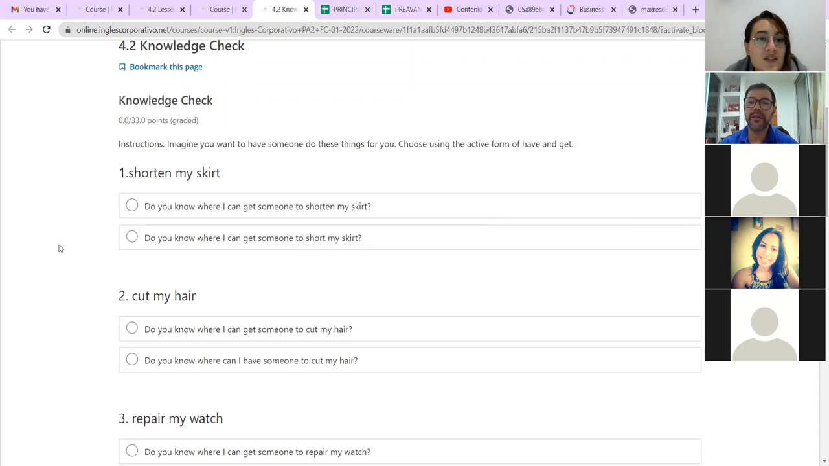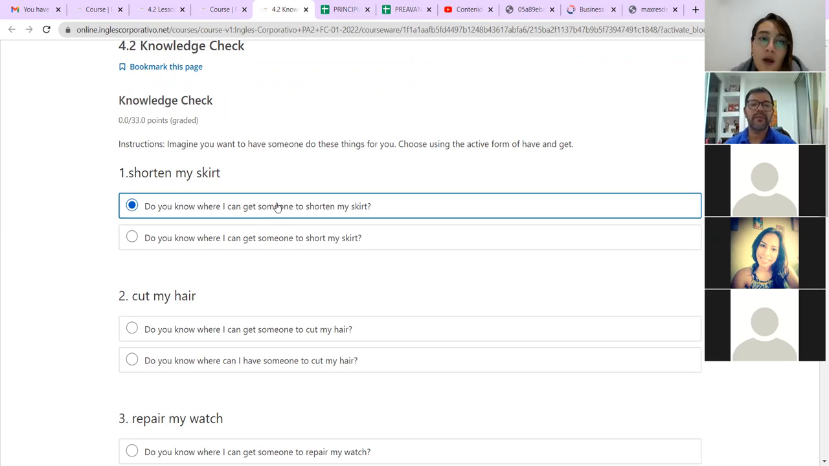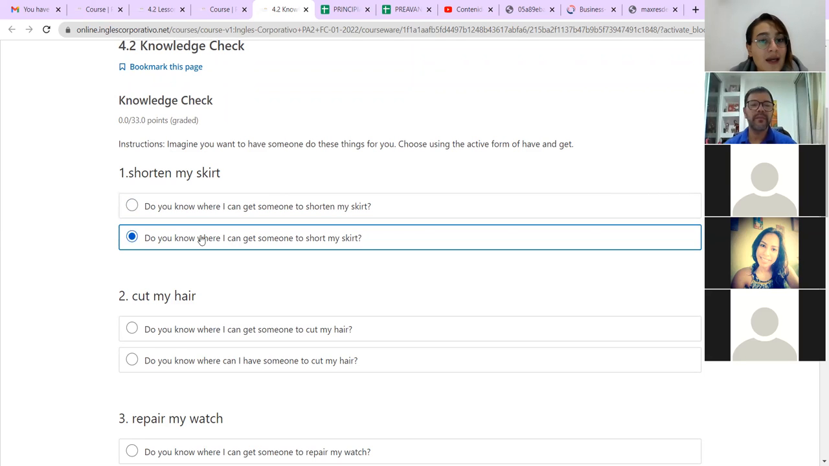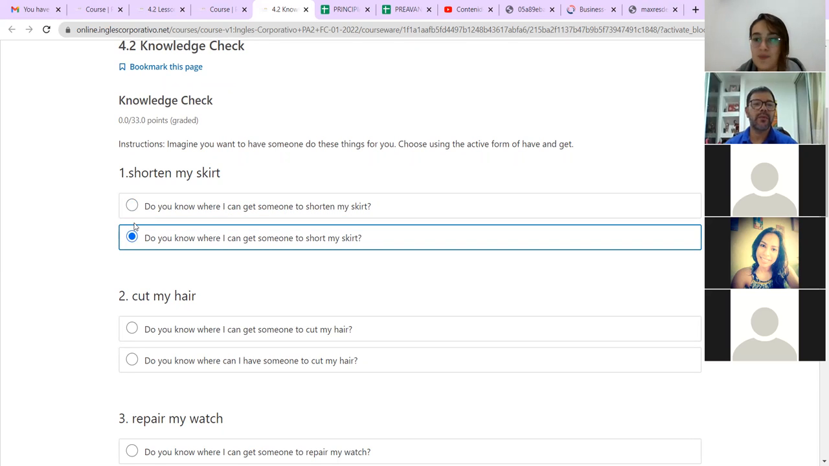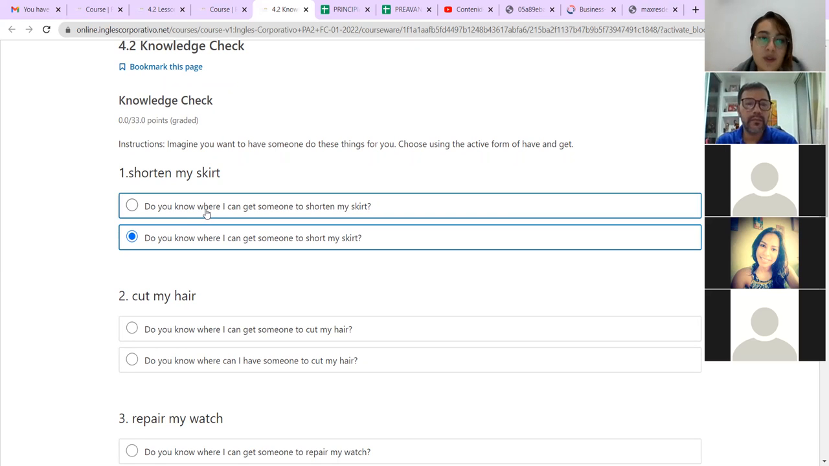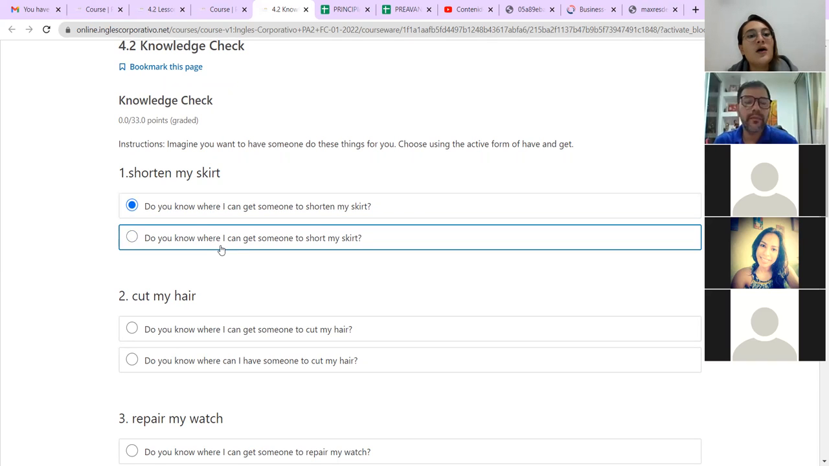Number one, shorten my skirt. Do you know where I can get someone to shorten my skirt? Or do you know where I can get someone to short my skirt? And then you will tell me what is the correct one, number one or number two. Ya ahí podemos responder todos. Después de que la persona haya leído las ambas opciones, everyone can answer if we should choose number one or number two. Number one.